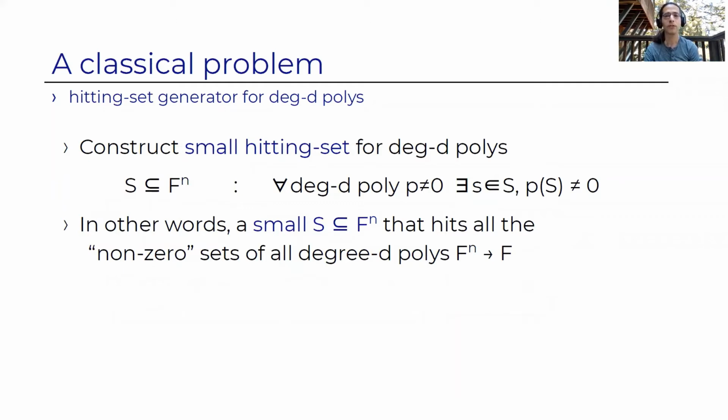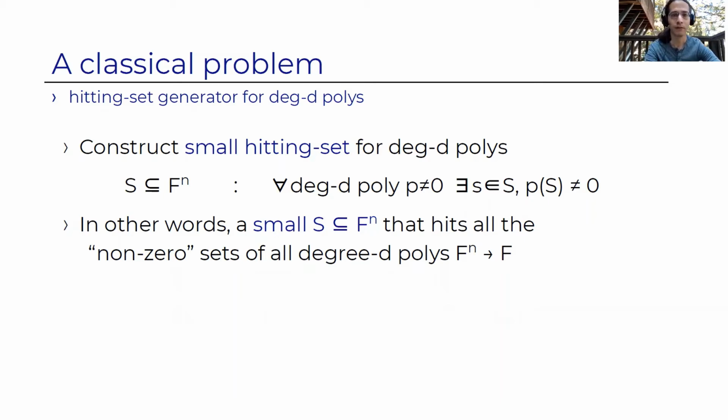And our starting point is the following classical problem. We want to construct a small hitting set for polynomials of a fixed degree d. So we want a small subset S of the domain, such that every polynomial which is non-zero and of degree at most d has some element in the hitting set on which it does not vanish. In other words, we want a small set S that simultaneously hits all the non-zero sets of all the polynomials of degree at most d.